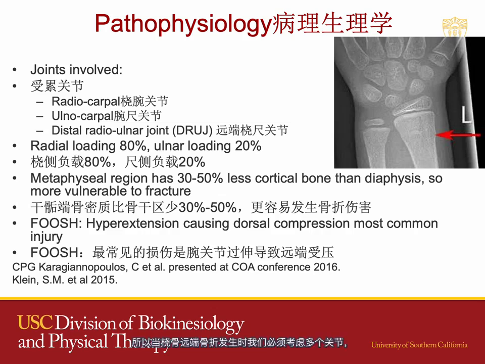So we have to think about multiple joints when the distal radius is involved. The radius and how it articulates with the carpal bones, so we talked a lot about the scaphoid and also the lunate. And then we also have to think about the ulna and how the ulna is articulating with the carpal bones. And then the radius and the ulna articulating with each other. So the radius and ulna distally definitely affect supination and pronation, so we definitely have to consider those things as well.